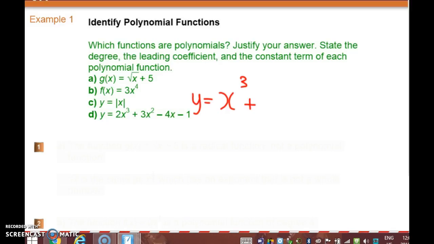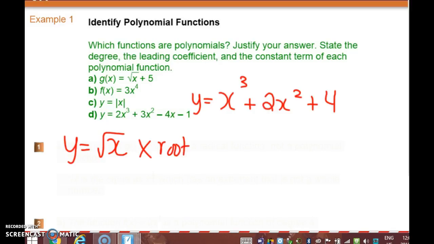Equation that we're used to. Okay, so the question is, what isn't a polynomial function? Would this be a polynomial function? No, because it has a root. It's a root equation. Would this be a polynomial function? No, because it has a negative exponent. That makes it a rational function.